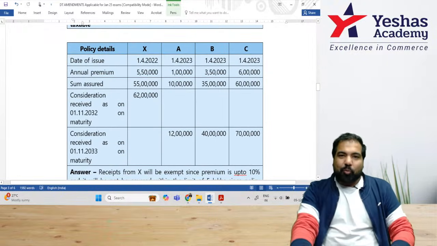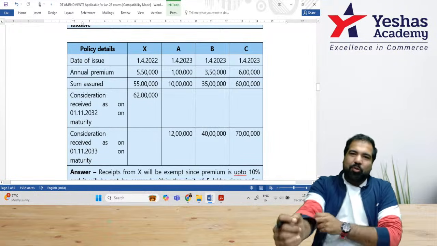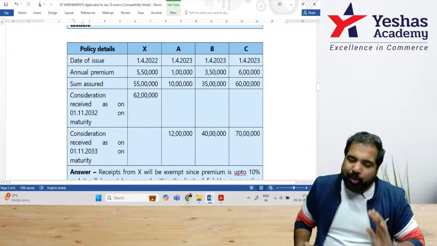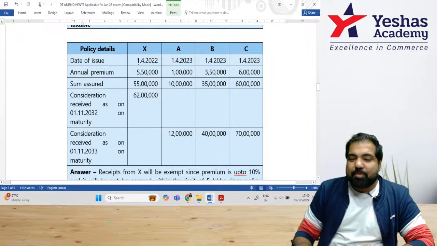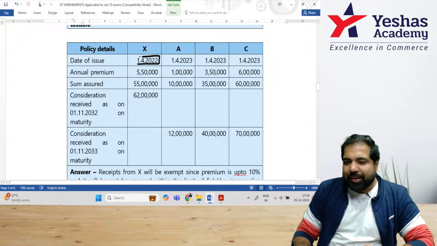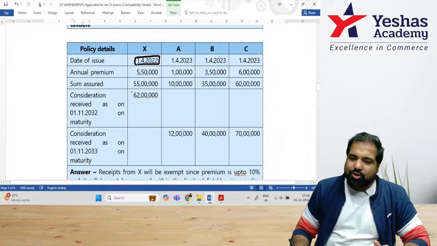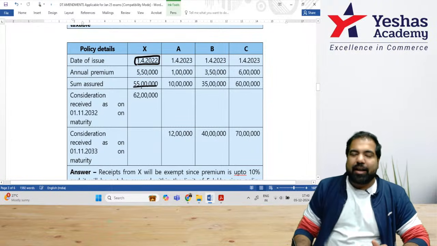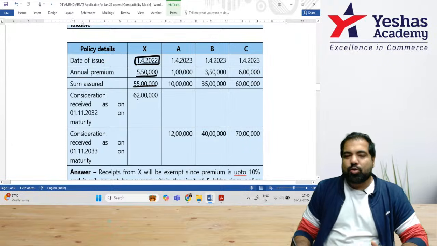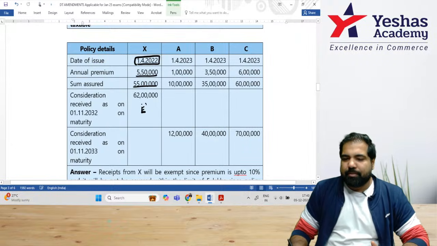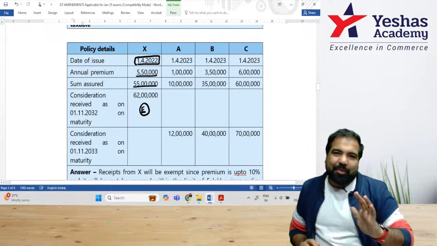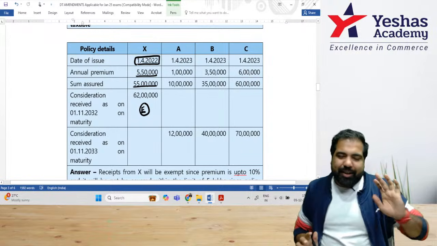Oh my God, 4 policies now. They keep increasing it, but don't worry. As long as your concept is clear, you'll be all good, guys. This is before 1/4/2022, so this policy is grandfathered. Amendments will not apply to this policy. Just check: is it 55 lakh and is it 10%? Yes. So no problem here. This is definitely exempt because none of the amendment will apply to this one. So it's safe. Pretty nice.